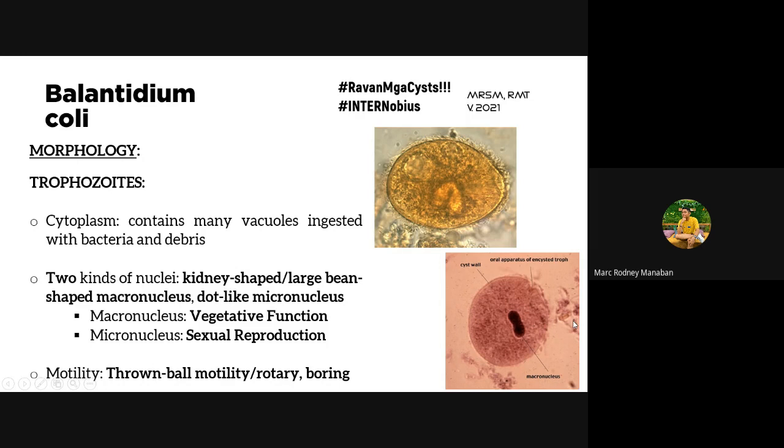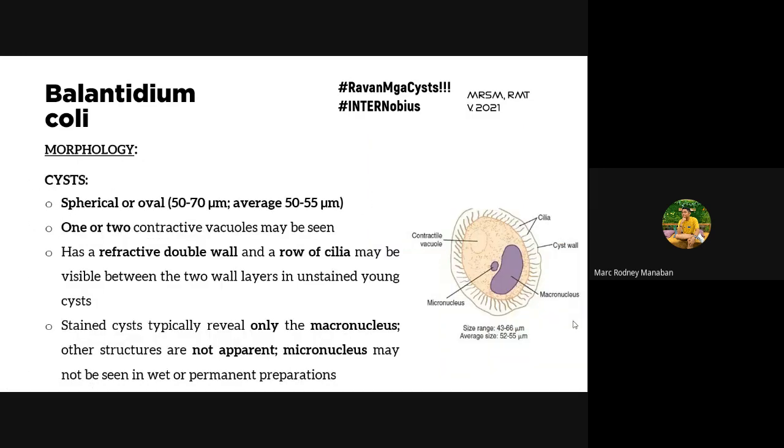Okay, that's for the trophozoites of your Balantidium coli. Now, for the cyst, it is spherical or oval, and may still contain vacuoles. It could have a double wall, especially in young cysts, and may contain a row of cilia that are still developing. In a stained cyst, the very important characteristic you can see is the macronucleus. The micronucleus usually cannot be seen. That's why we look into the macronucleus because it is clearer. The large macronucleus, again described as having a kidney shape or bean shape.